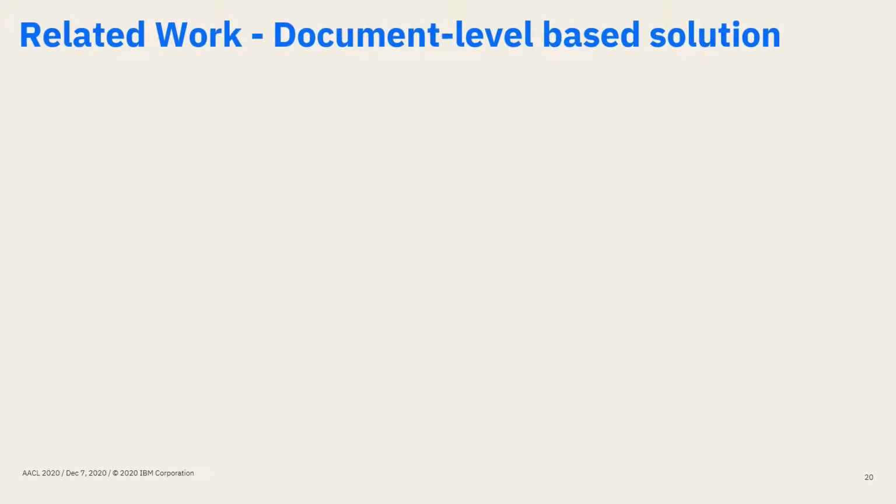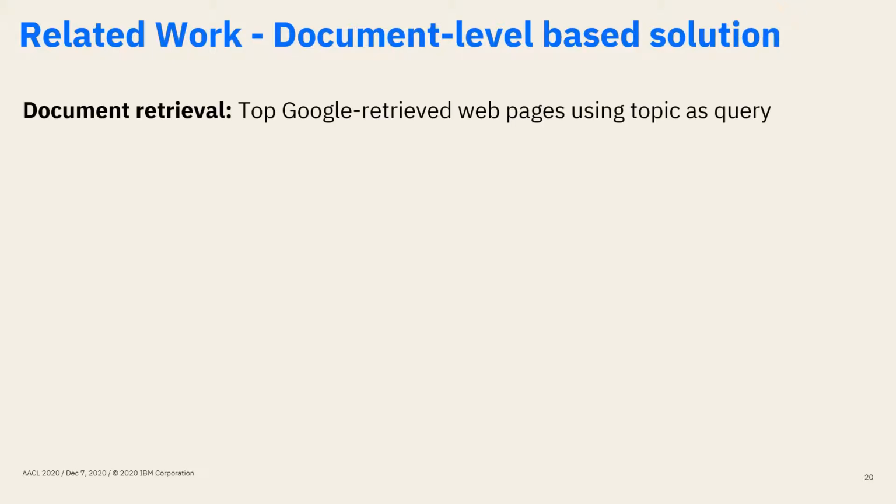We mentioned earlier two approaches for querying a heterogeneous corpus in the context of topic-based argument mining: sentence level and document level. While we adopted the sentence level approach in Project Debater, recent studies tackled the problem using the document level approach. In most of these studies, the retrieval was performed using the Google search engine, where the topic serves as a query, and the top Google retrieved web pages are the documents from which the arguments are extracted.